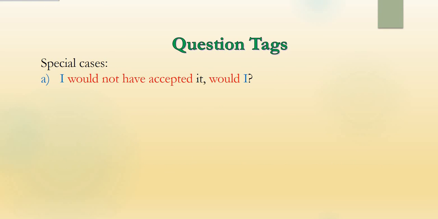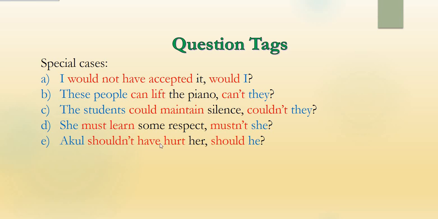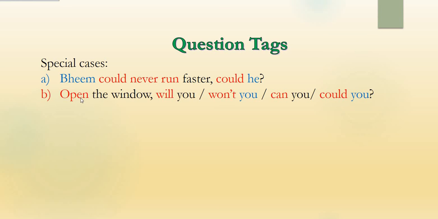Some special cases also I have discussed here. I would not have accepted it, would I? These people can lift the piano, can't they? The students could maintain silence, couldn't they? She must learn some respect, mustn't she? Akul shouldn't have hurt her, should he? Bhim could never run faster, could he? Because never is used here in the main sentence.